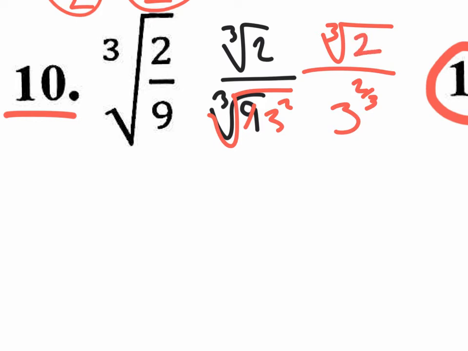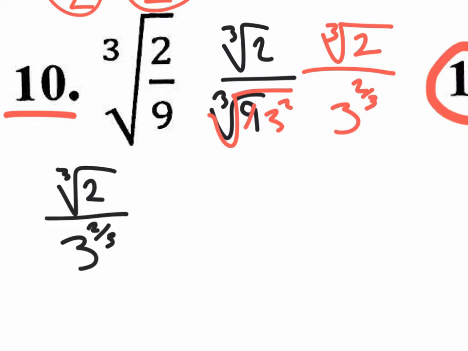Let me actually rewrite that down here. So I rewrote it down here. I have the third root of 2 on top, and the third root of 9, I changed it to 3 to the 2/3 power. How did I do that? The 9 became 3 squared, and then I changed it to the base 3 with the power over the root, 2/3.